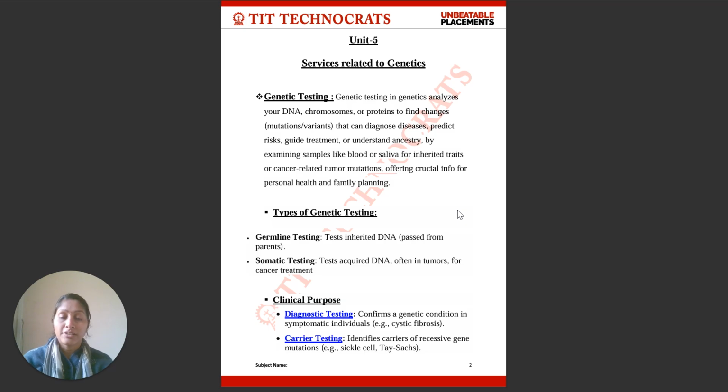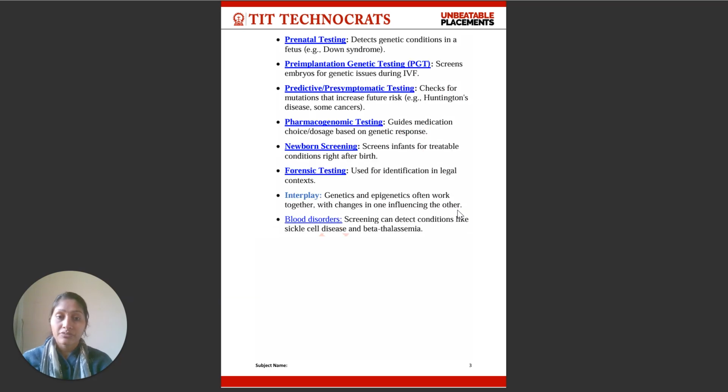Next is clinical purpose. In this, first, diagnostic testing confirms a genetic condition in symptomatic individuals. Example, cystic fibrosis. Second is carrier testing, which identifies carriers of recessive gene mutations. Example, sickle cell, Tay-Sachs.